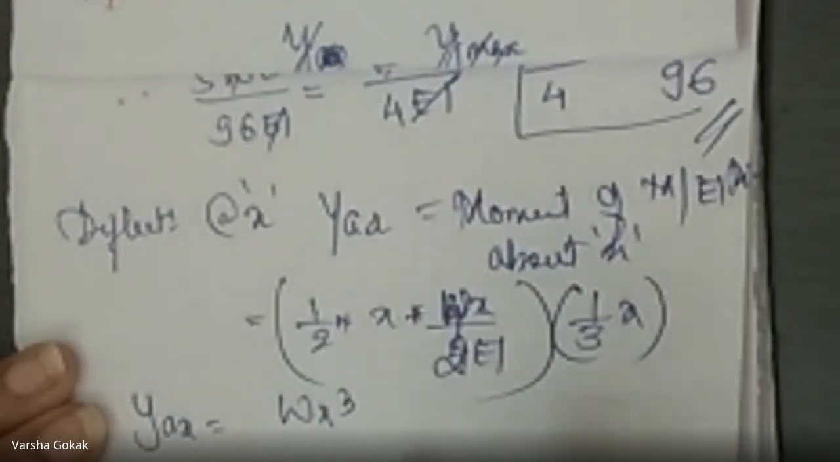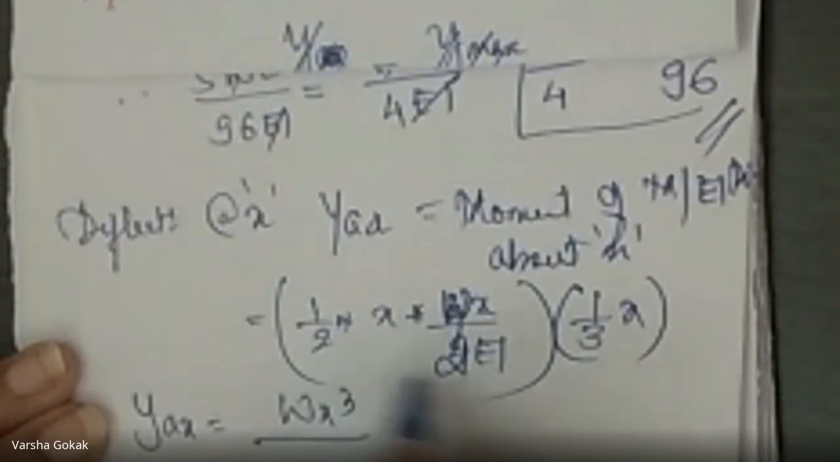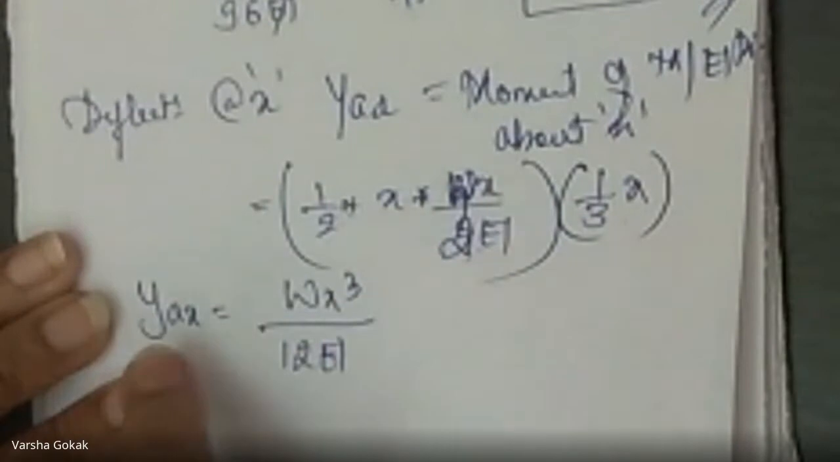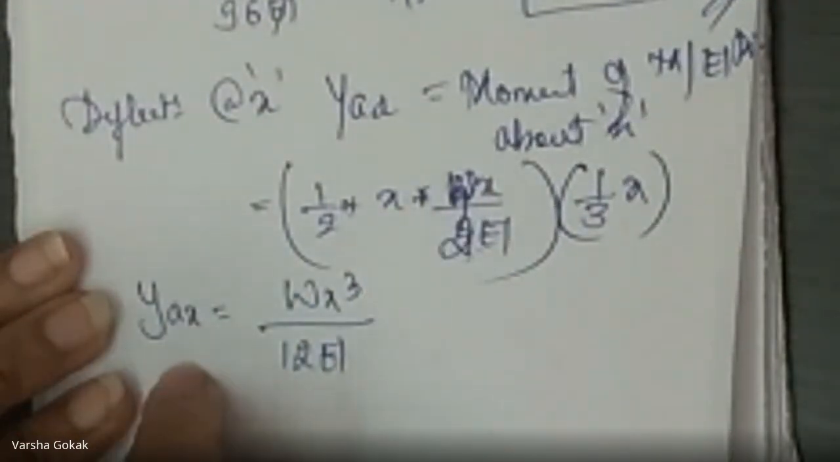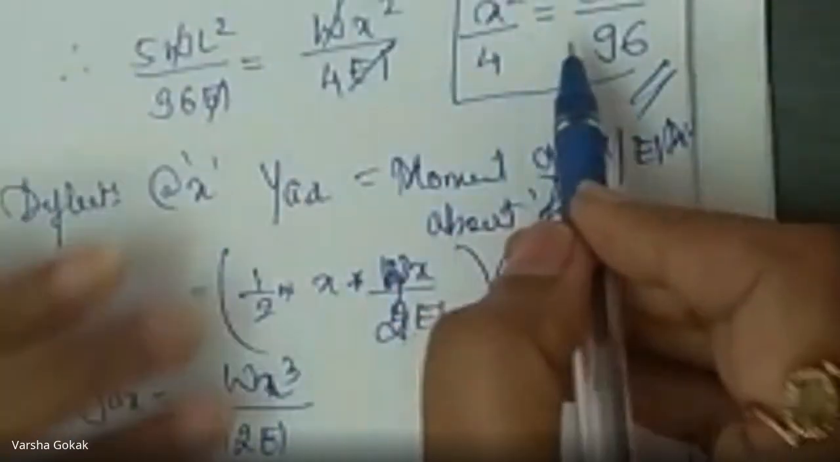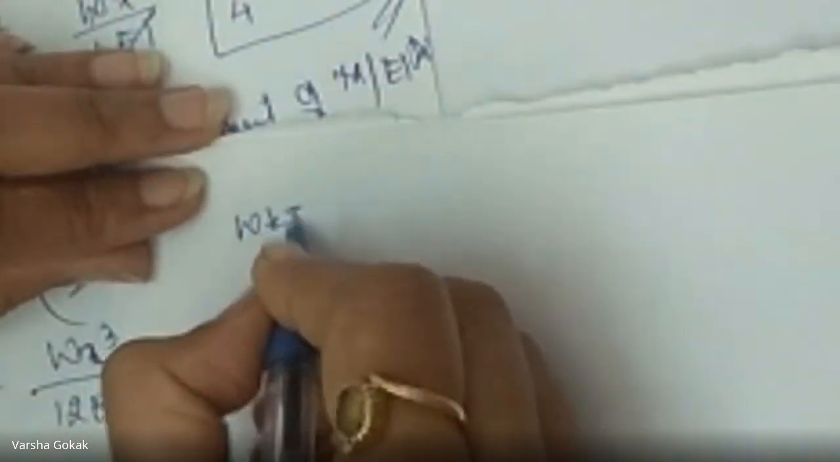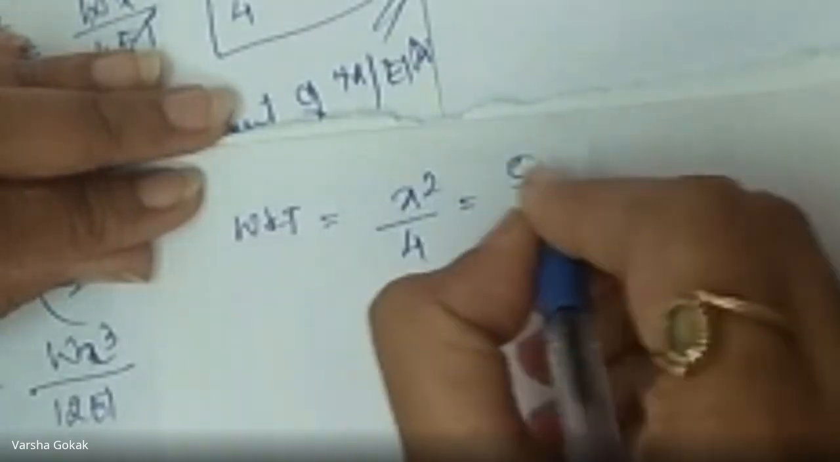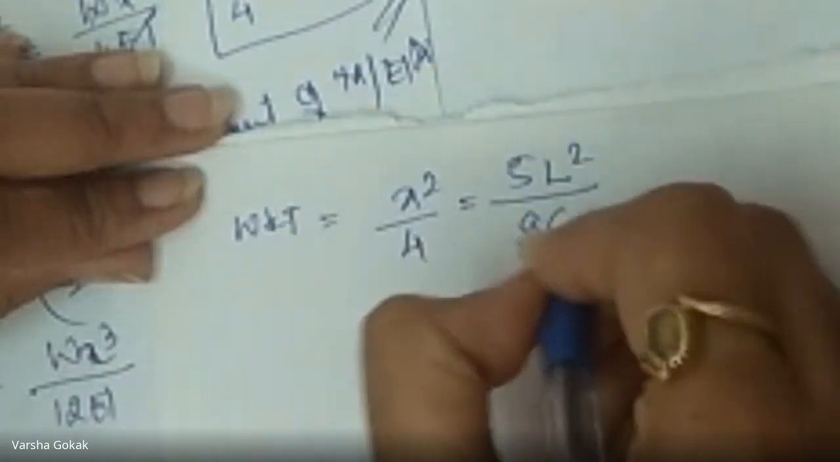Wx cube divided by 4 3 are 12 EI, right? So this is Yax, that is the deflection at that point x, right? Now this x cube I can get a value of from here. So what we will do, we'll find the value of x. So we know that x square by 4 is equal to 5 times L square divided by 96.